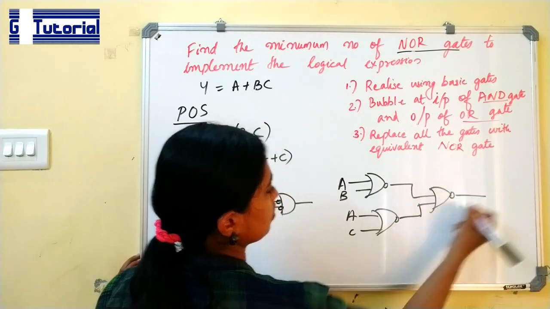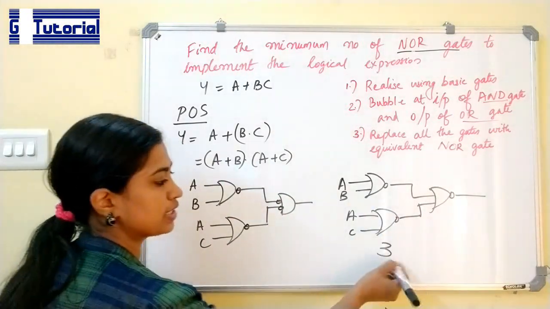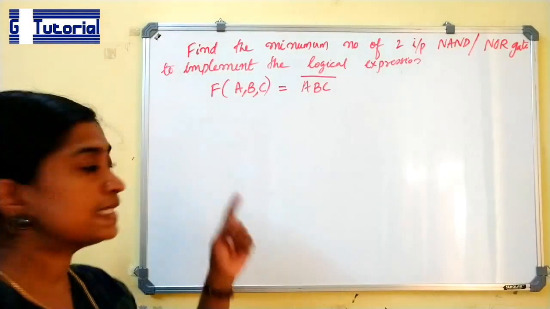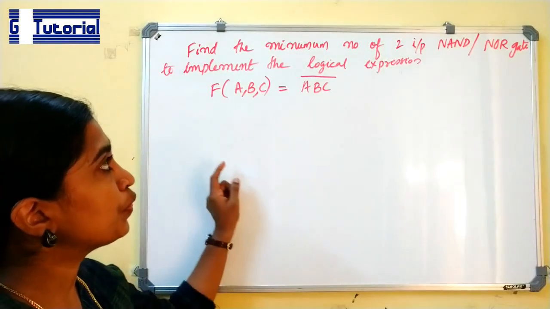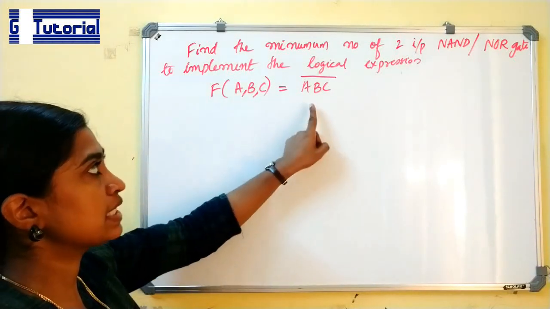Again a NOR gate. So the number of gates required is 3. 1, 2, 3 NOR gates are required to implement the circuit. Next question. Find the minimum number of 2-input NAND or NOR gates to implement the logic expression f of ABC is (ABC)'.